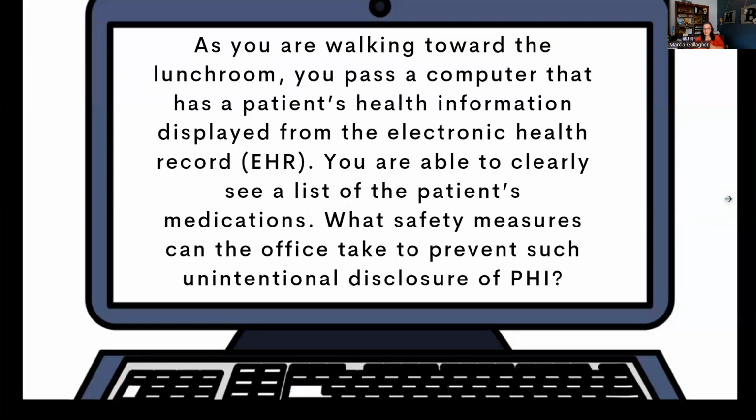Okay, so let's talk about if we think that these things are against HIPAA or what we can do to do better. As you're walking toward the lunchroom, you pass a computer that has a patient's health information displayed from the electronic health record. You're able to clearly see a list of the patient's medications. What safety measures can the office take to prevent such unintentional disclosure of PHI?